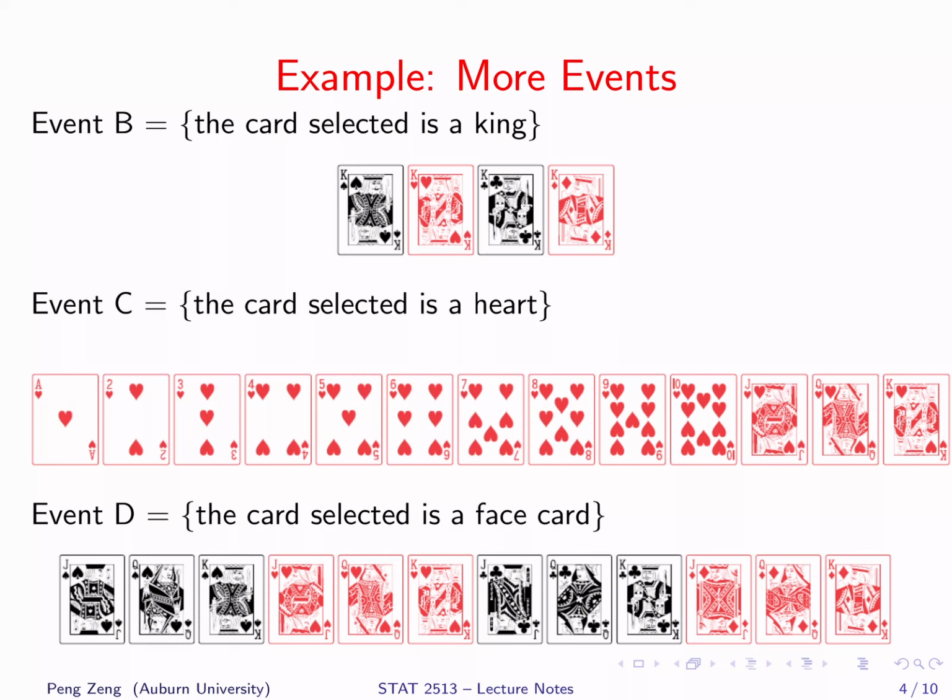Event D means that the card selected is a face card. A face card means a jack, queen, or king. Each face card can belong to any suit. 3 times 4 equals 12. Therefore, event D contains 12 elements.